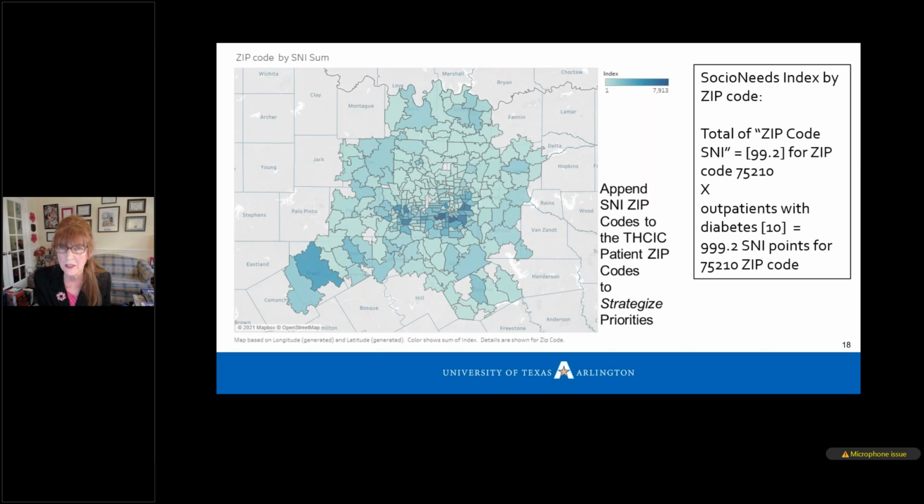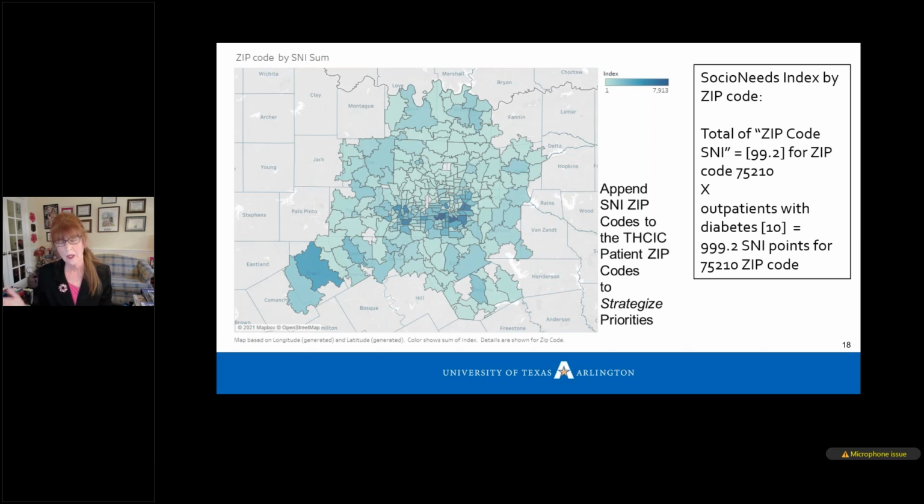So the highest zip code there is 7,913, and the darker the blue, the higher the need. In this particular case, I don't have Dallas and Tarrant showing, but you can see if you look at Van Zandt and then Rains, and then the one next to that, Dallas and Tarrant County are the ones with the darker blues in it.